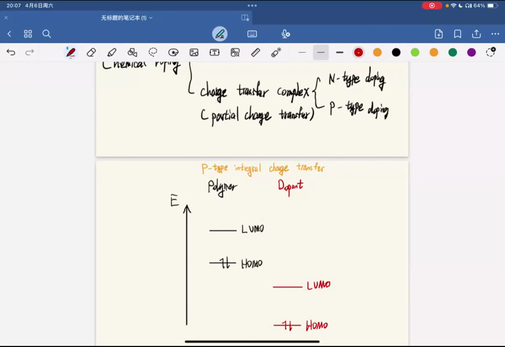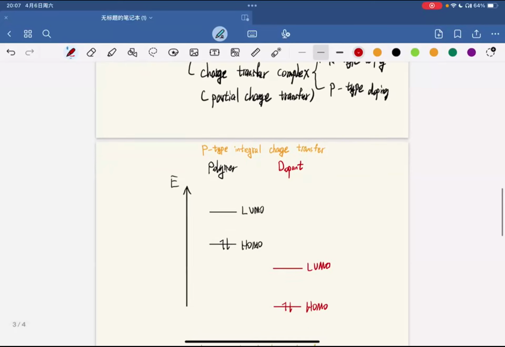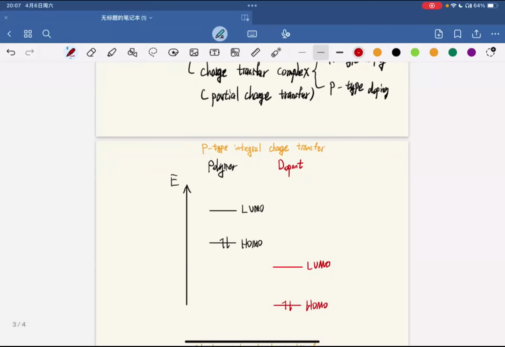When the HOMO of the polymer is higher than the LUMO of the dopant, we know that electrons like to go to a lower energy level to minimize the whole energy of the system and make it more stable. So the electrons on the HOMO of the polymer prefer to transfer down to the LUMO of the dopant.